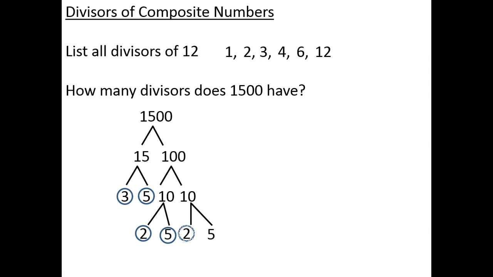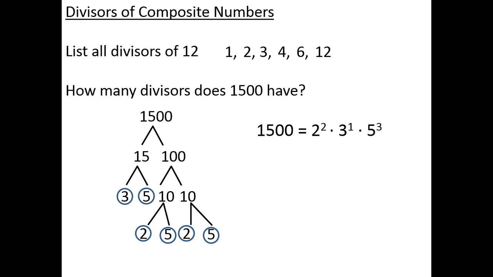So in the end, we have a factor tree that shows the prime factorization of 1500 to be 2 squared, because we have 2 factors of 2, times 3 to the first, because we have 1 factor of 3, times 5 to the third, because we have 3 factors of 5. Now, it may seem a little strange to have written this with exponential notation, and it might seem strange to have written 3 as 3 to the first, but there's a reason why we need to look at those exponents. If we have the prime factorization of this number written in exponential form, the exponents are going to answer the question for us about how many divisors does 1500 have.